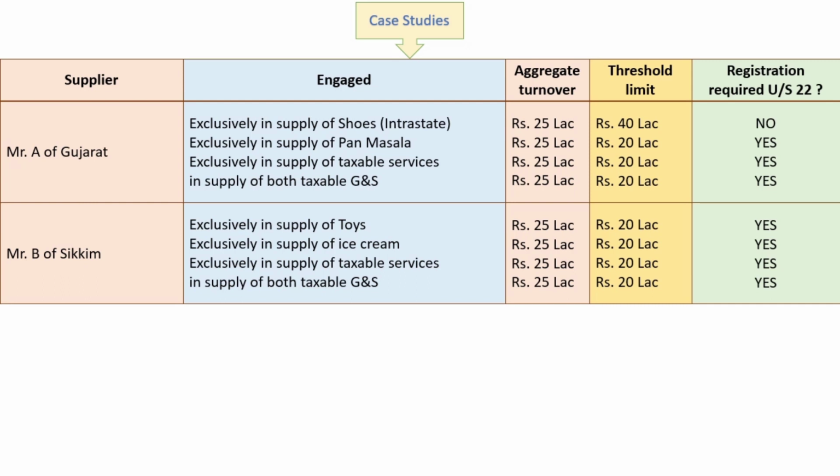Now same case, Mr. B of Sikkim is engaged in supply of both taxable goods and services. His aggregate turnover is 25 lakh. Applicable threshold limit in this case is 20 lakh. So registration is required under section 22 or not? So answer is yes. Why? Because his aggregate turnover is more than applicable threshold limit.